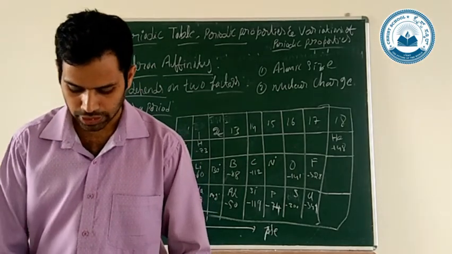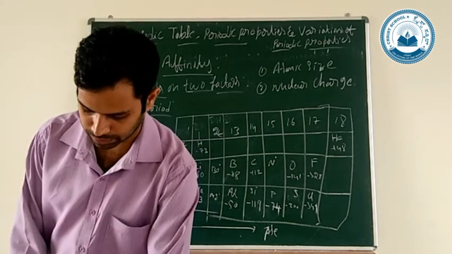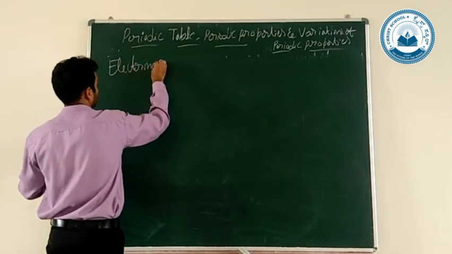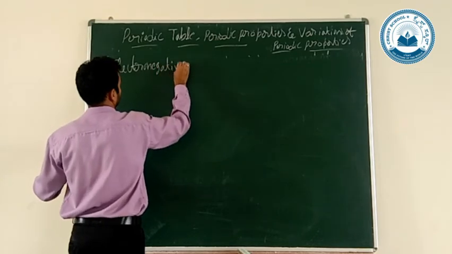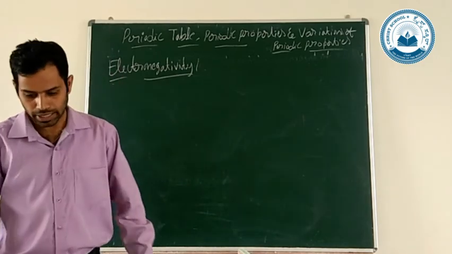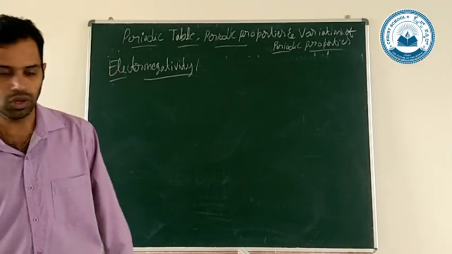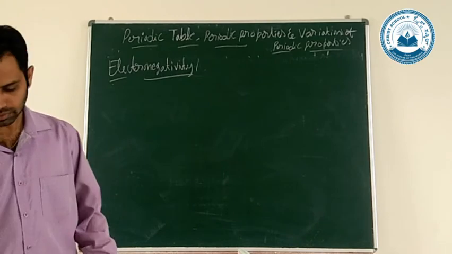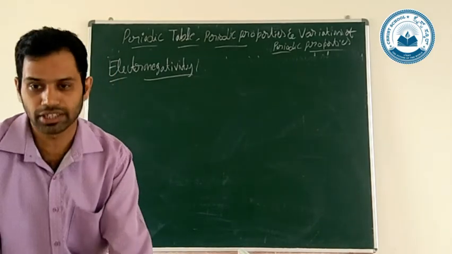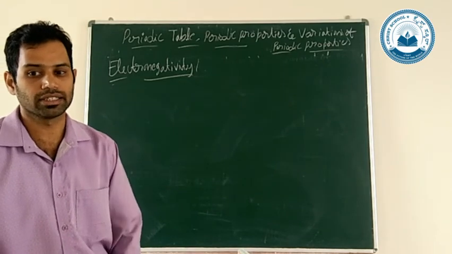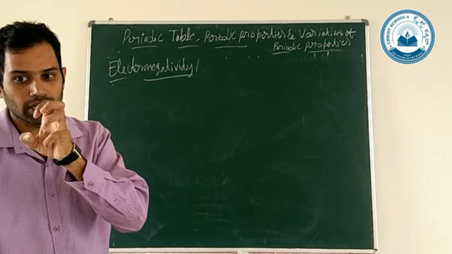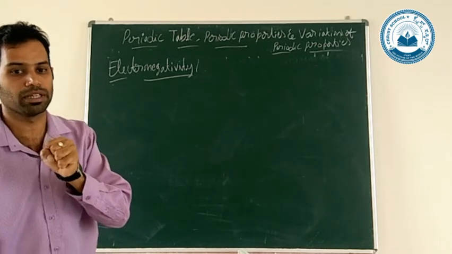Then I will move to the next characteristic, electronegativity. The next periodic property is electronegativity. It means the tendency of an atom in a molecule to attract the shared pair of electrons.